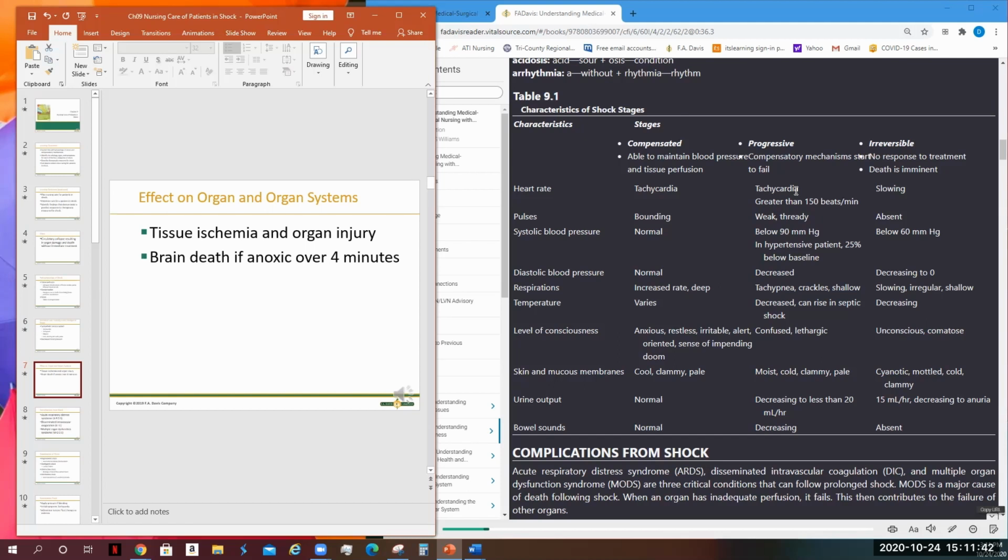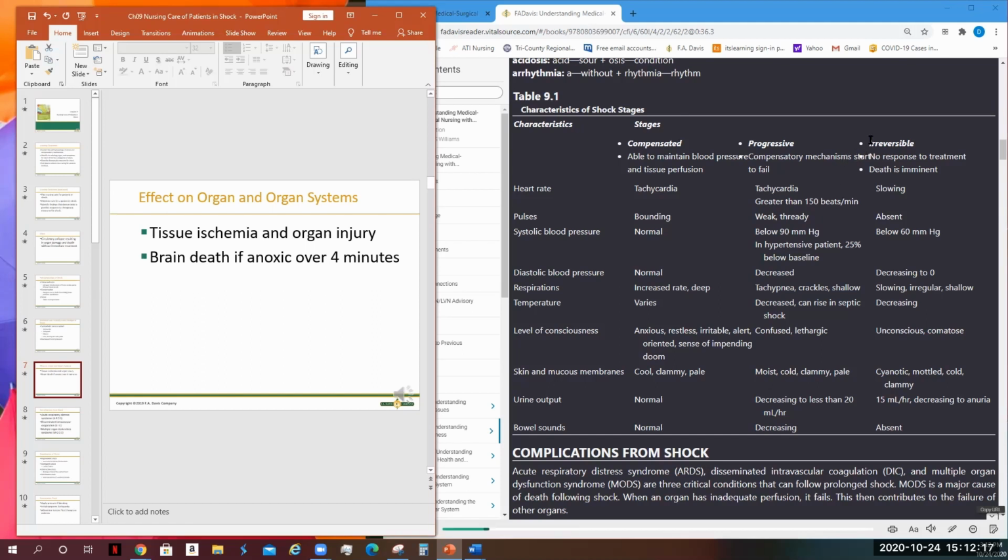Your temperature will be decreased, although it can rise in septic shock during the progressive stage. The level of consciousness will typically be confusion and lethargy. Your skin and mucous membranes will be moist, cold, clammy, and pale. And the urine output will be decreasing to less than 20 milliliters per hour with decreasing bowel sounds as well.